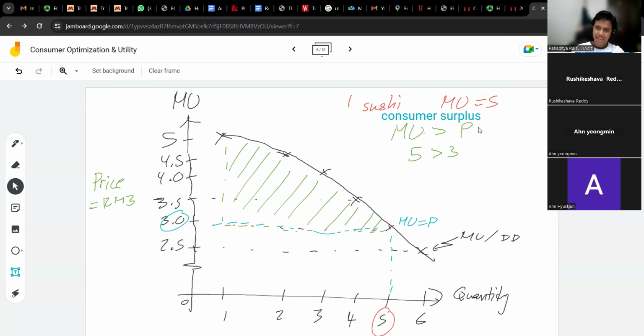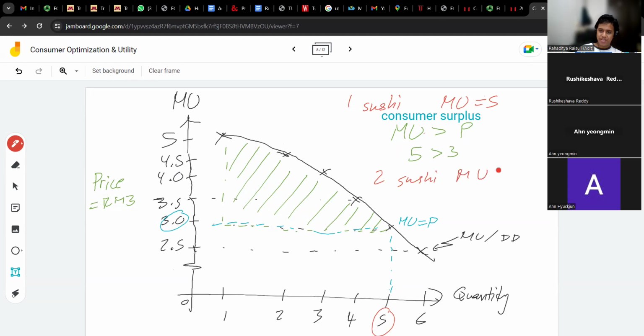And of course, if my consumer surplus exists, do you think I would buy another product, or do you think I would stop buying the product? What do you guys think? Should I keep buying the product or should I stop? Continue. Yeah, you would continue. That's correct. So we go on to 2 sushi.